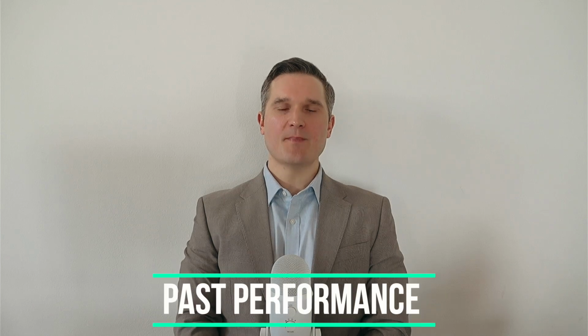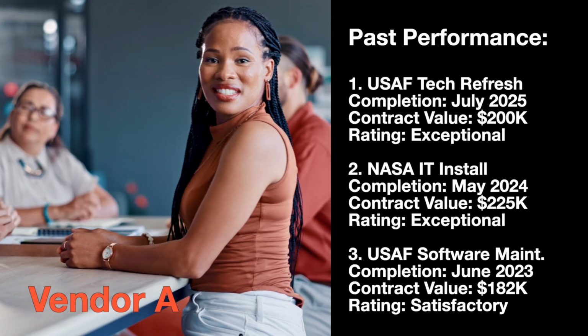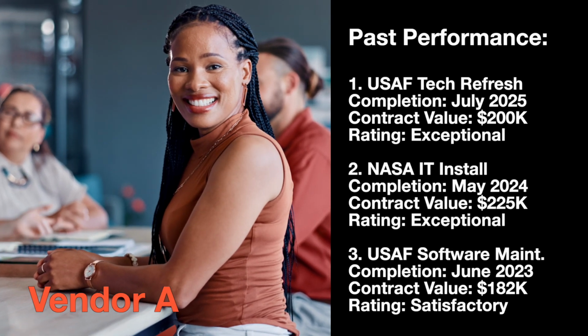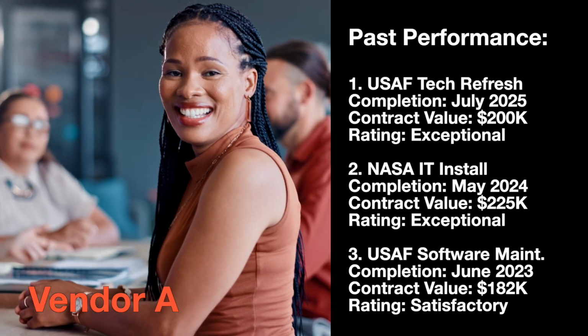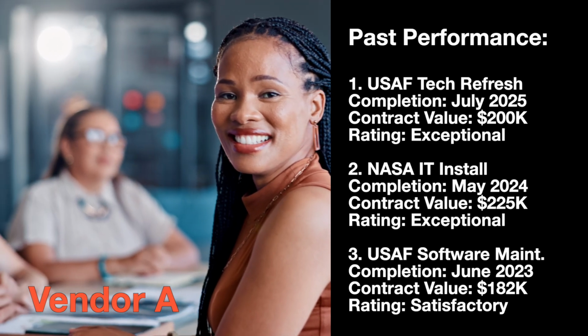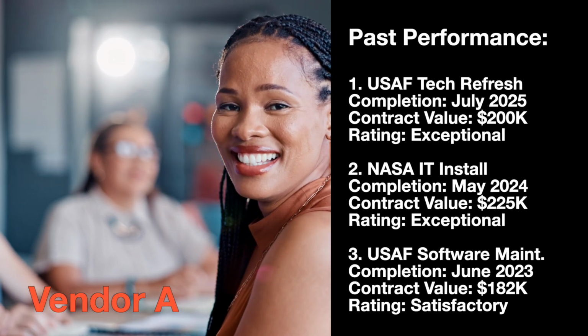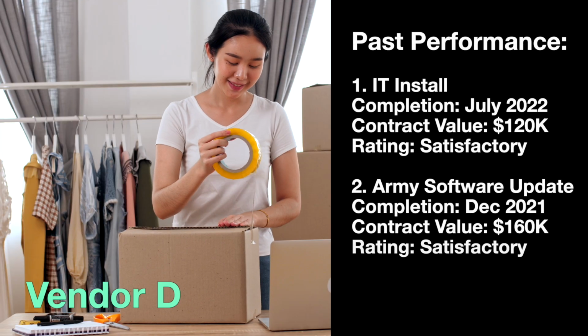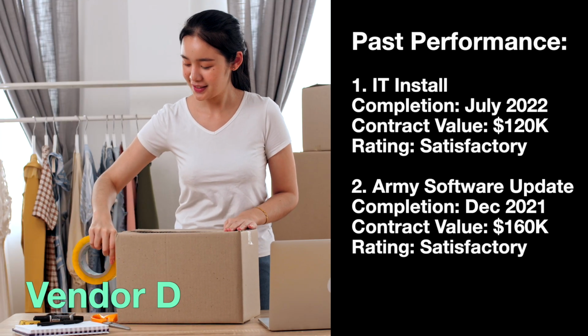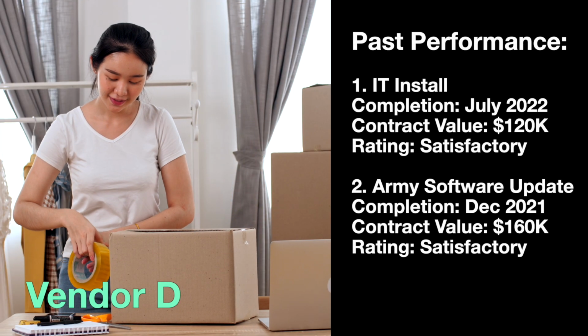We then evaluate past performance. Vendor A provides strong, recent, and relevant past performance on similar contracts, demonstrating a consistent ability to meet or exceed expectations. Vendor D provides limited past performance, but the examples submitted are sufficient for consideration.